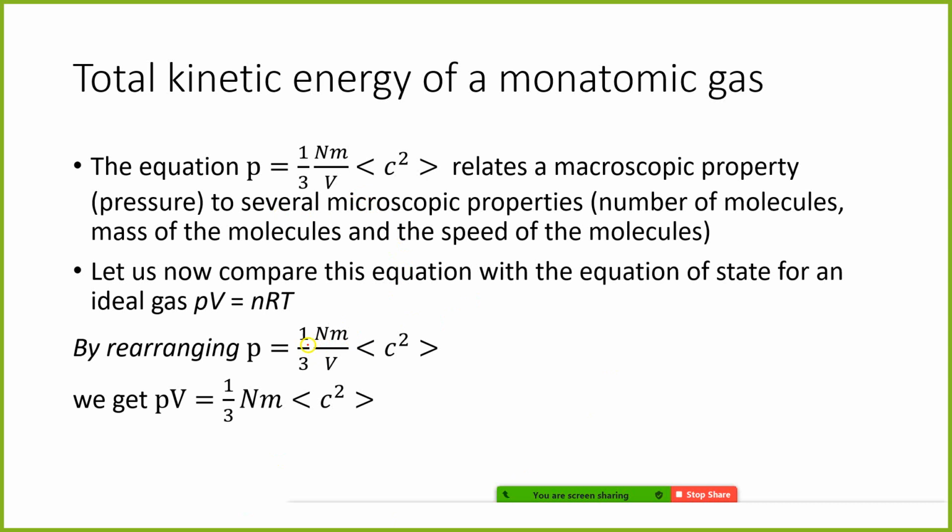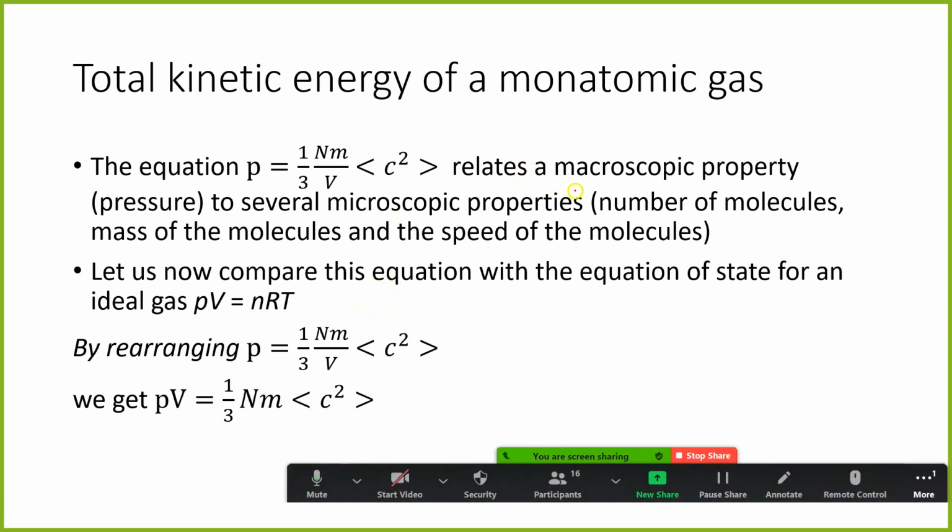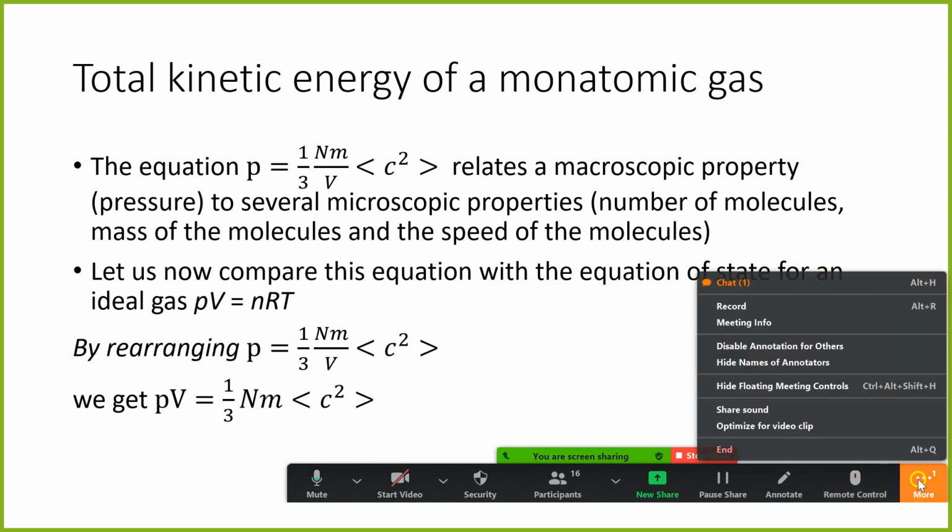So we start out with this equation that says P is equal to 1/3 of N times M divided by the volume times the mean square speed. It says that it relates a macroscopic property, pressure, to several microscopic properties, which are the number of molecules, mass of the molecules, and the speed of the molecules. It says let us now compare this equation with the equation of state of an ideal gas. So we're going to compare those equations.